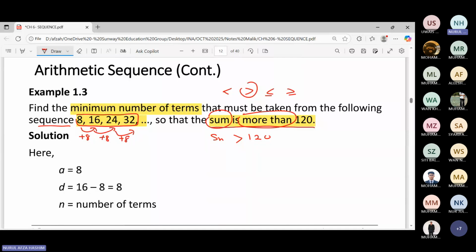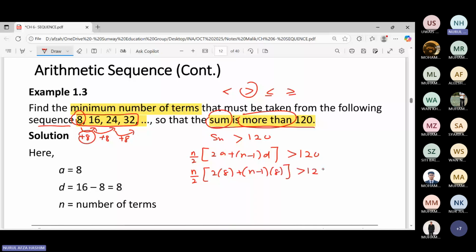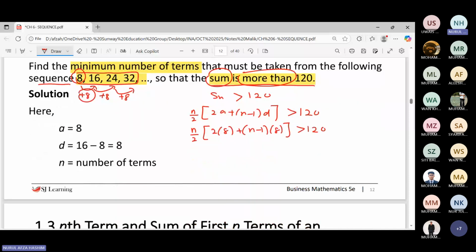Then you use the sum formula for arithmetic. The sum formula should be n over 2 times 2a plus n minus 1 d, which must be larger than 120. Then you substitute a and d, because you know a must be 8, d must be 8. So you write down here n over 2, 2 times 8 plus n minus 1, and this also 8, larger than 120. So simplify the equation on the left side.